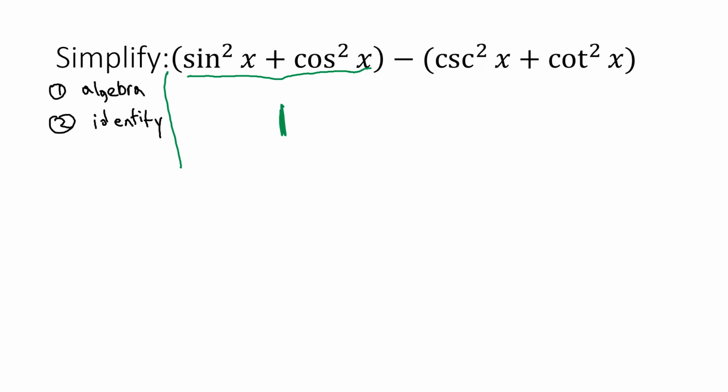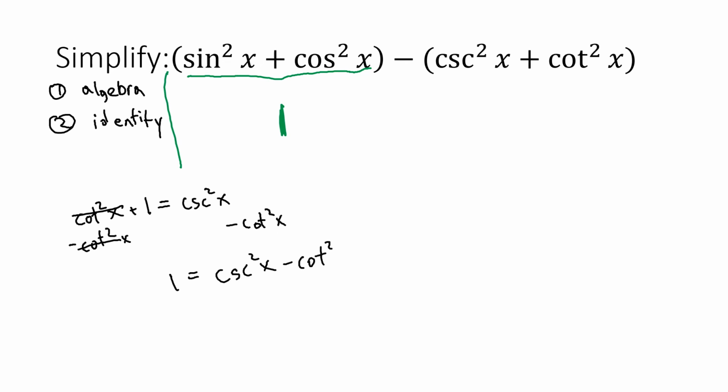What about the next part? It turns out that the next part is also equal to 1 if you have your identities memorized, but some of us might not see that right away. Remember that cotangent squared plus 1 equals cosecant squared. So we can use some algebra to rewrite this equation. What if we subtracted cotangent squared from both sides? Then we would be left with 1 is the same as cosecant squared minus cotangent squared.